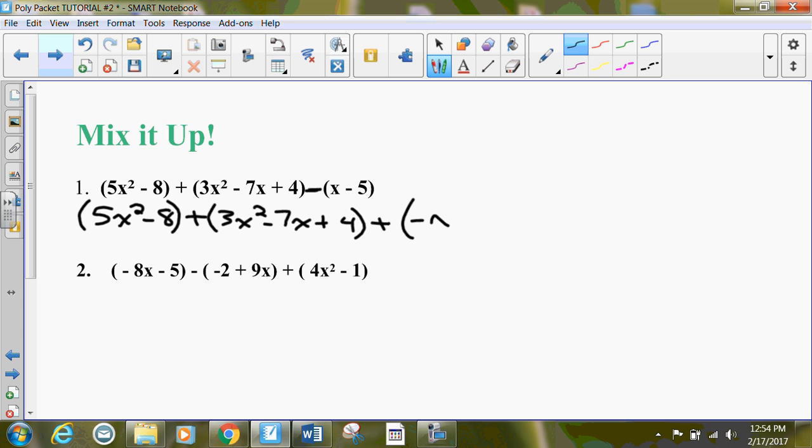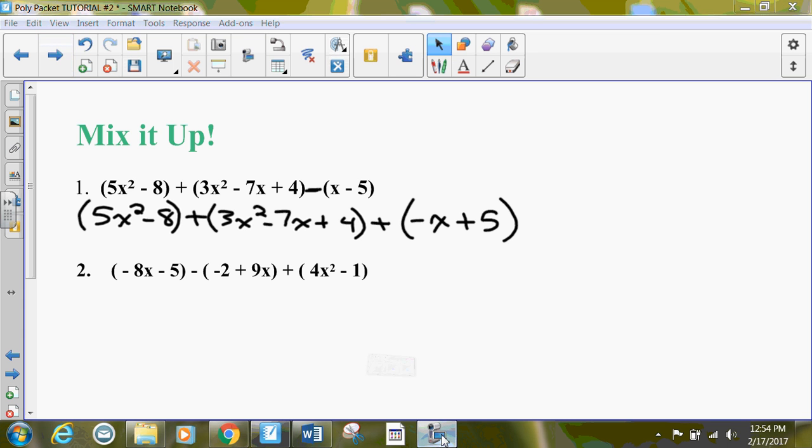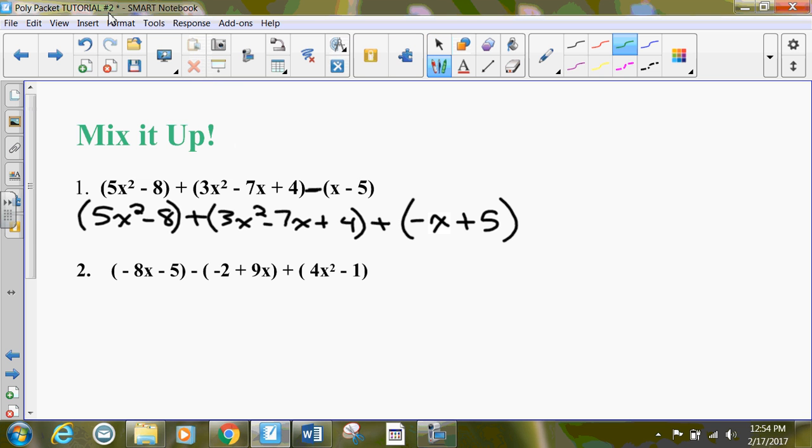So I'll have a minus x and a plus 5. And then once we do that, it's just about seeing how many like terms we can combine. So here we go. I see a 5x squared. Is there another x squared? Yes, there's a 3x squared. Is there one over here? Nope. 5x squared plus 3x squared equals 8x squared. And we're done with those.